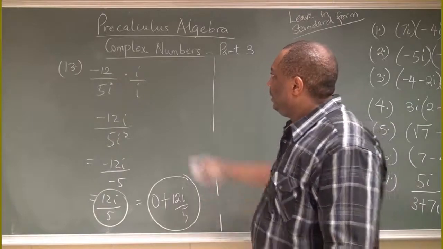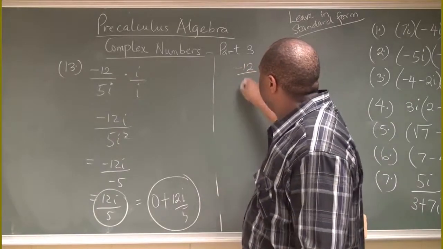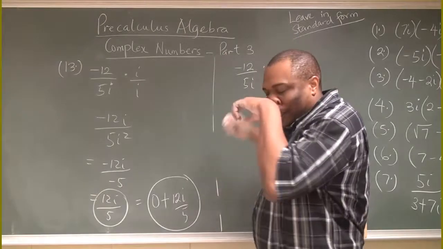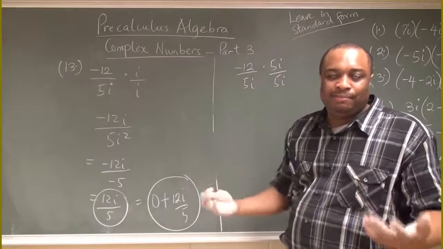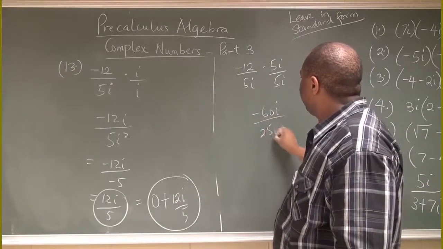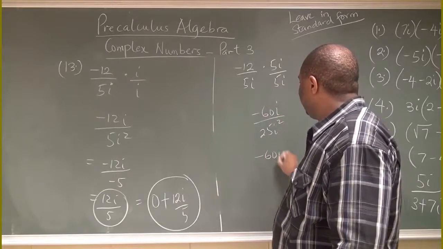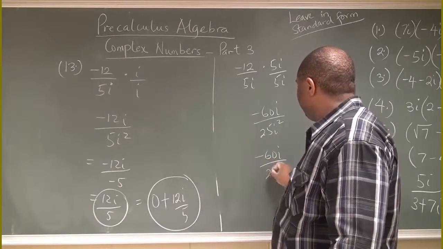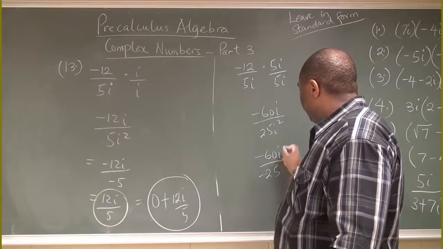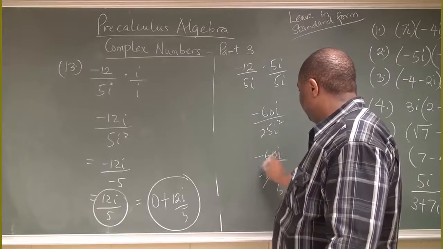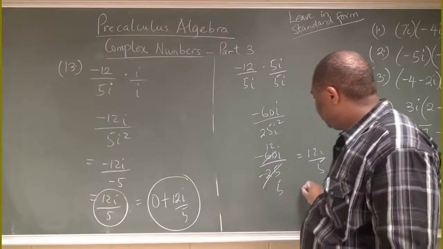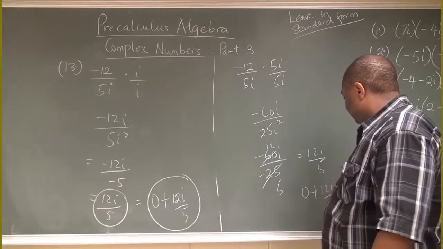Some people will choose to do this by multiplying it by 5i over 5i. It will work, but you will still simplify it later on, because this is negative 60i over 25i squared, which is negative 60i over negative 25. Negative divided by negative is positive, so 5 into 25 is 5, 5 into 60 is 12. We still get 12i over 5, which is 0 plus 12i over 5.